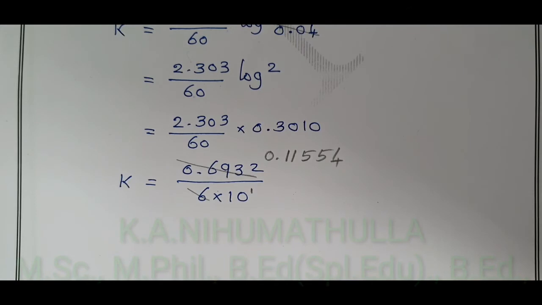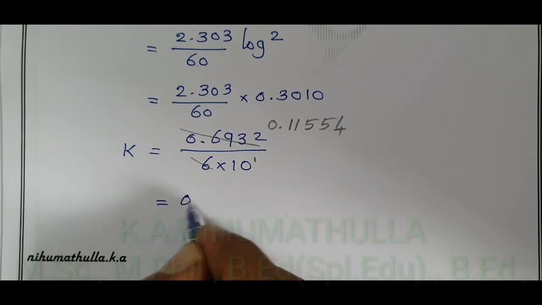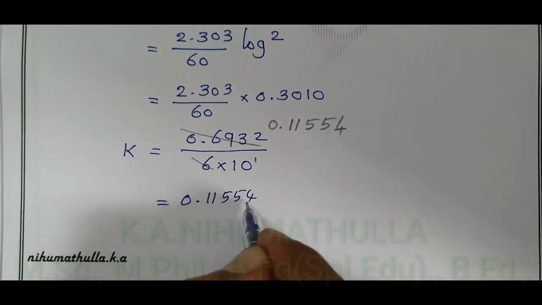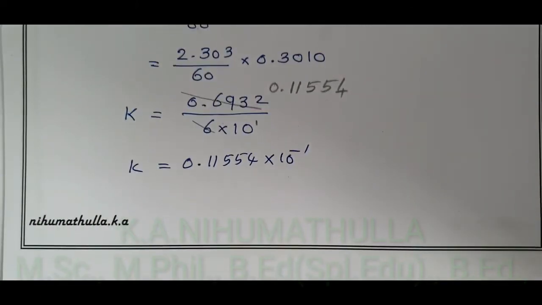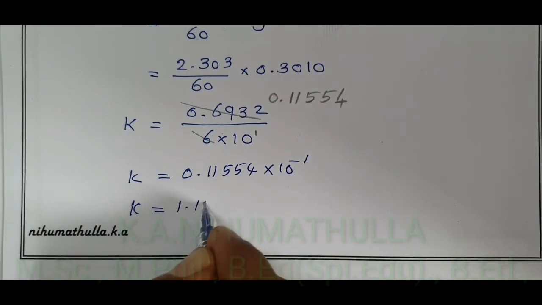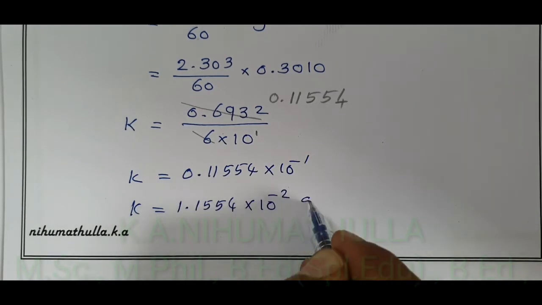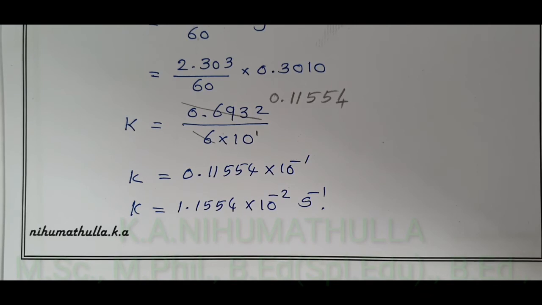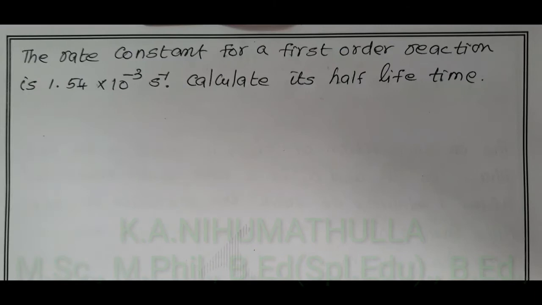Denominator you have 10 power 1. Bring this to the numerator. So, that is equal to 0.11554 into 10 power minus 1. In scientific method, when you write this value, K is equal to 1.1554 into 10 power minus 2 second power minus 1. So, this is the rate constant in second power minus 1 for the decomposition of Cl2O7.